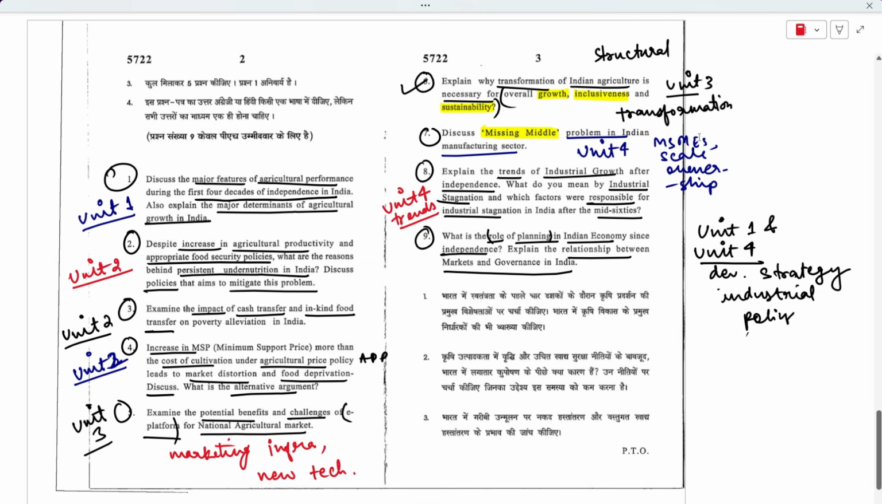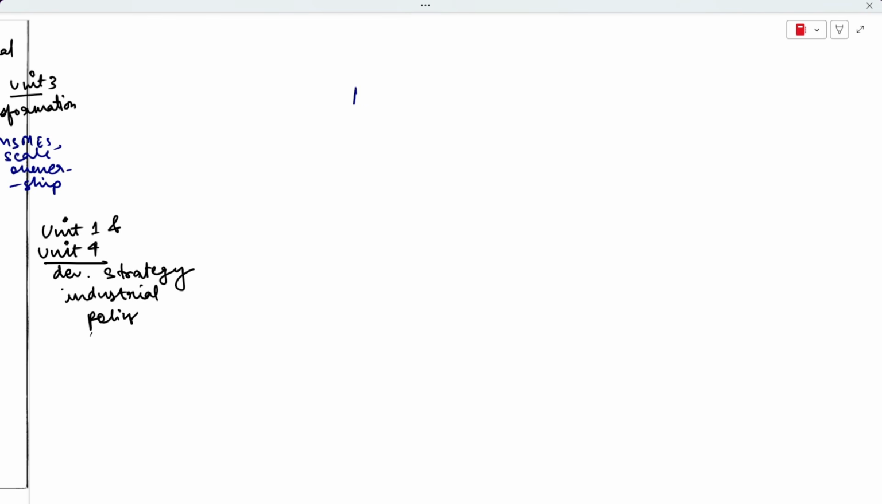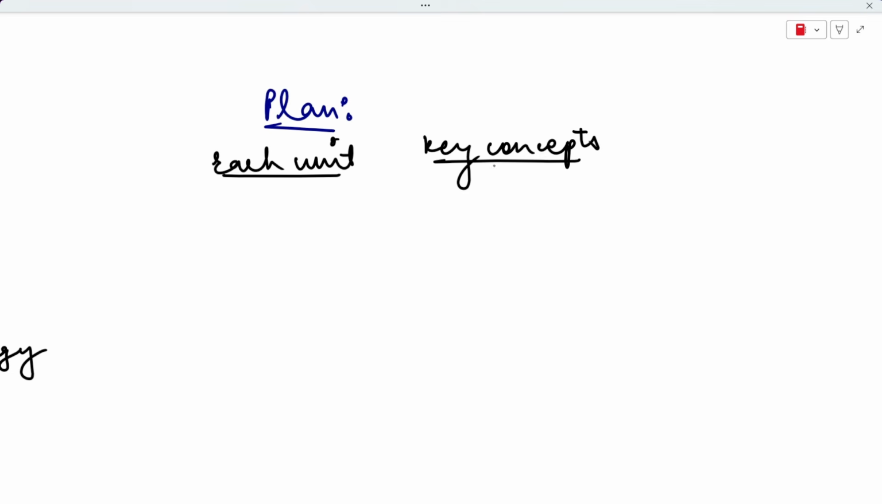So now, coming to what is my plan for you guys. Let me talk about that. Okay, so now let me tell you my plan for covering this paper completely for you. So what I'm going to do, unit by unit and question by question. For each unit I will first explain the key concepts to you guys, right? I'll explain the key concepts and readings in very simple language.